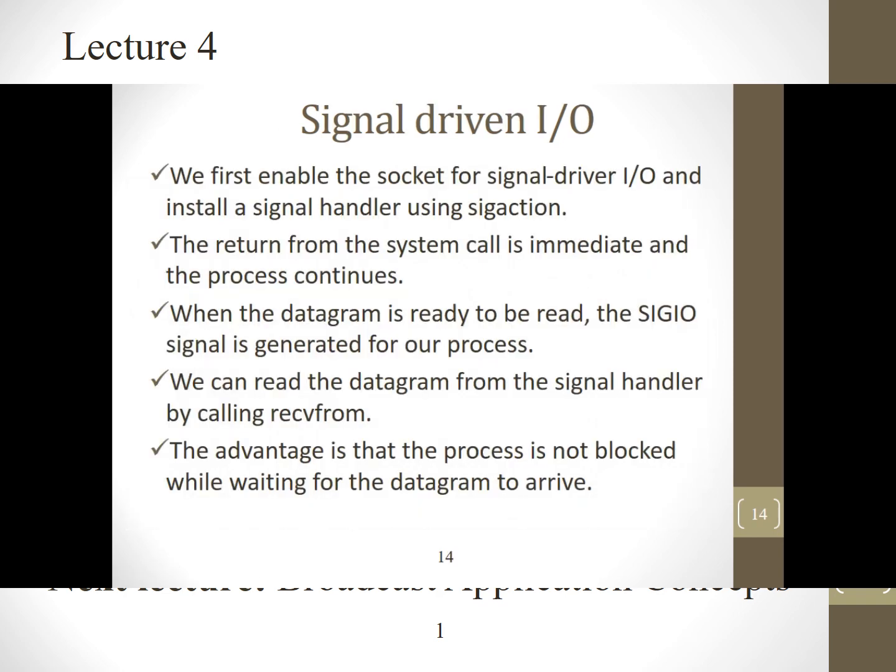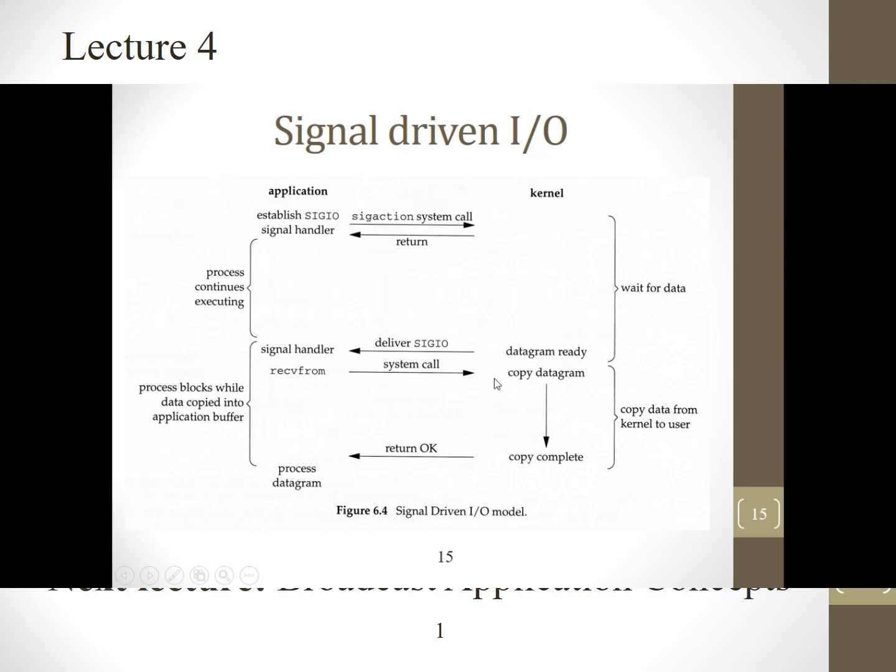Let's look into it. It says when the datagram is ready to be read, the SIGIO, the input-output signal notification, is generated for our process. For our process means for the application. So what will the application do? Definitely it will be calling recvfrom. We can read the datagram from the signal handler by calling recvfrom, which goes to the kernel side to copy the datagram.